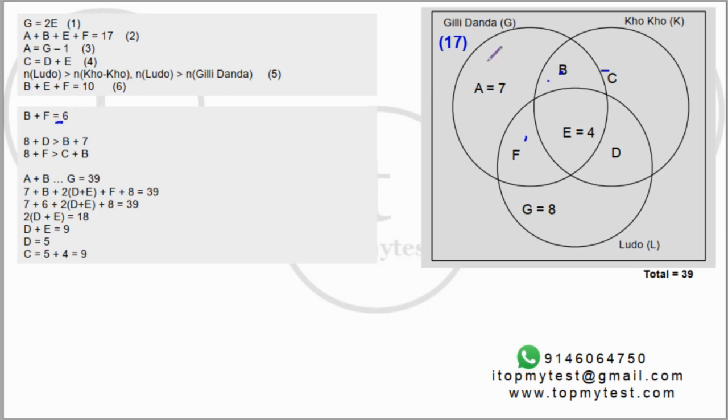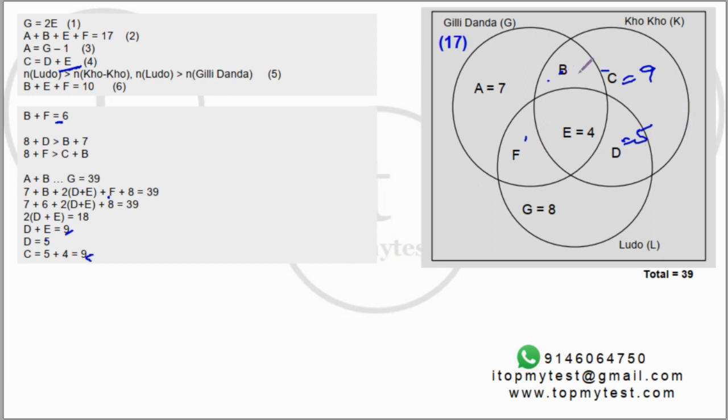Now let's substitute back in the full part. The total is 39. So if I add this all up, A is 7, B keeping it as B, C is same as D plus E, and there is additional D and E, so I put it twice, D and E. Then you have F and G. G is 8. This total will be 39. If I resolve this, I'll get D plus E should be equal to 9, out of which I know E is equal to 4, so D should be 5, and C is same as D plus E, so it should be equal to 9. So D comes out as 5, C comes out as 9.